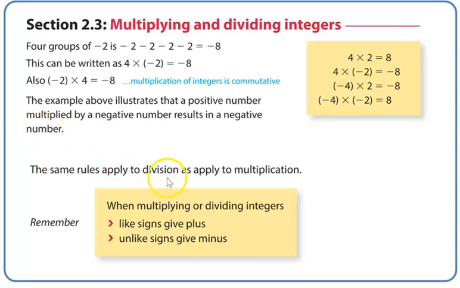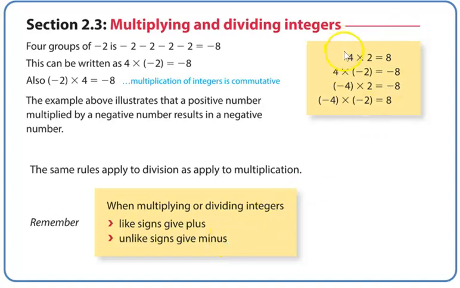The same rules apply to division as apply to multiplication. So when multiplying or dividing integers, like signs give plus, unlike signs give minus. So same signs give plus, different signs give minus.